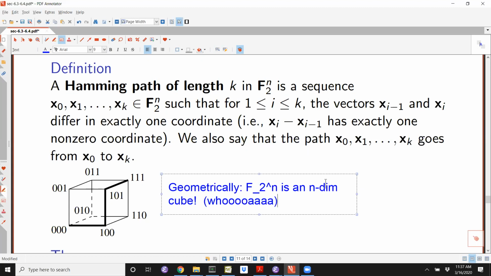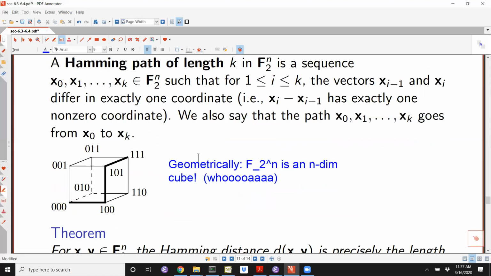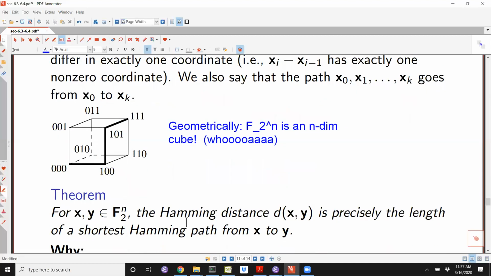So what we have over here on the left is a little picture of F2 to the 3. A Hamming path of length k in F2 to the n is a sequence where each step changes exactly one coordinate. Like 0, 0, 0 changes the first coordinate to get to 1, 0, 0, changes the third coordinate to get to 1, 0, 1, and changes the second coordinate to get to 1, 1, 1. So a Hamming path of length k is a path of length k stepping along the graph of the n-dimensional cube, if you like.